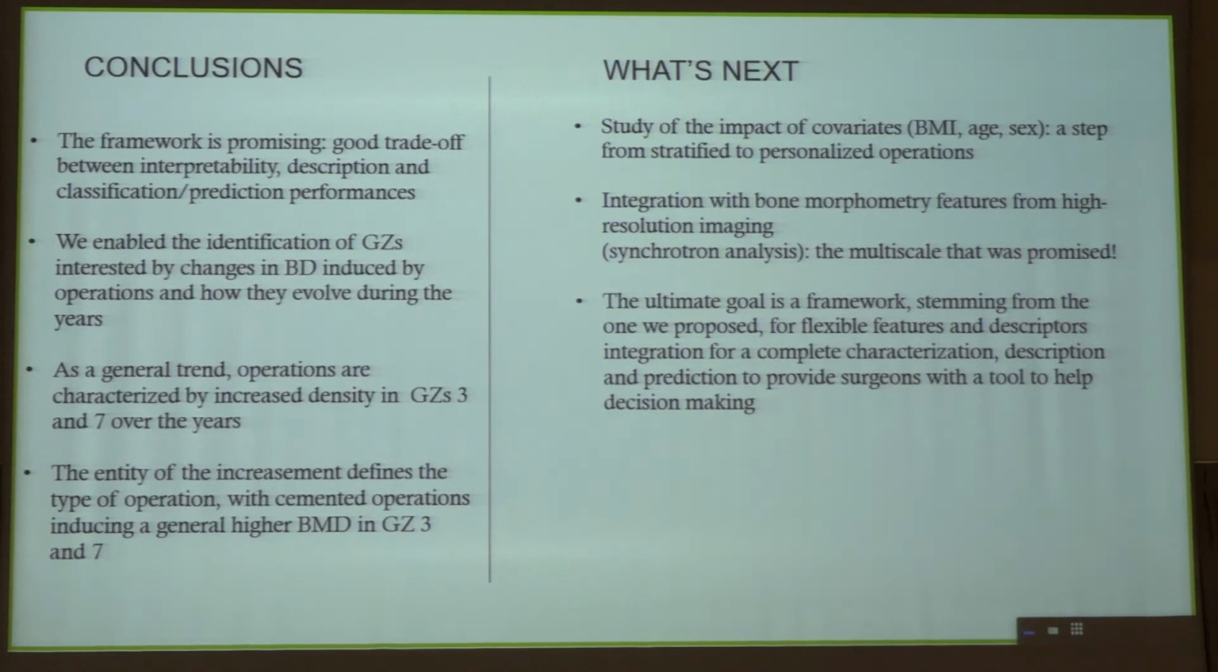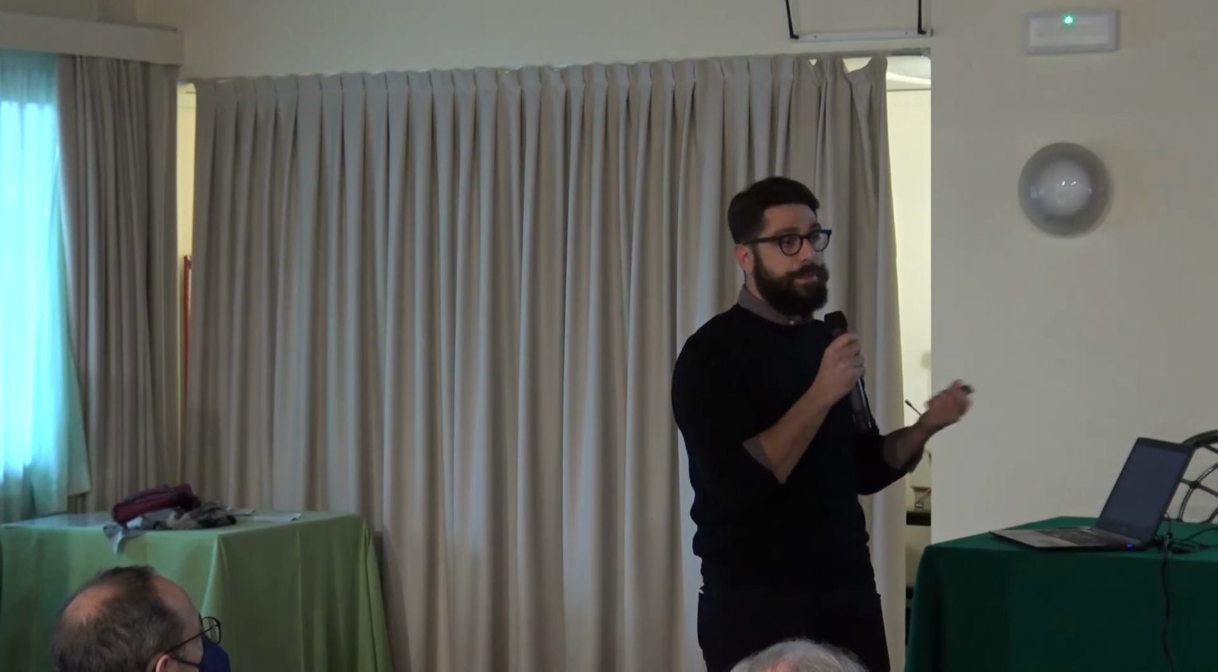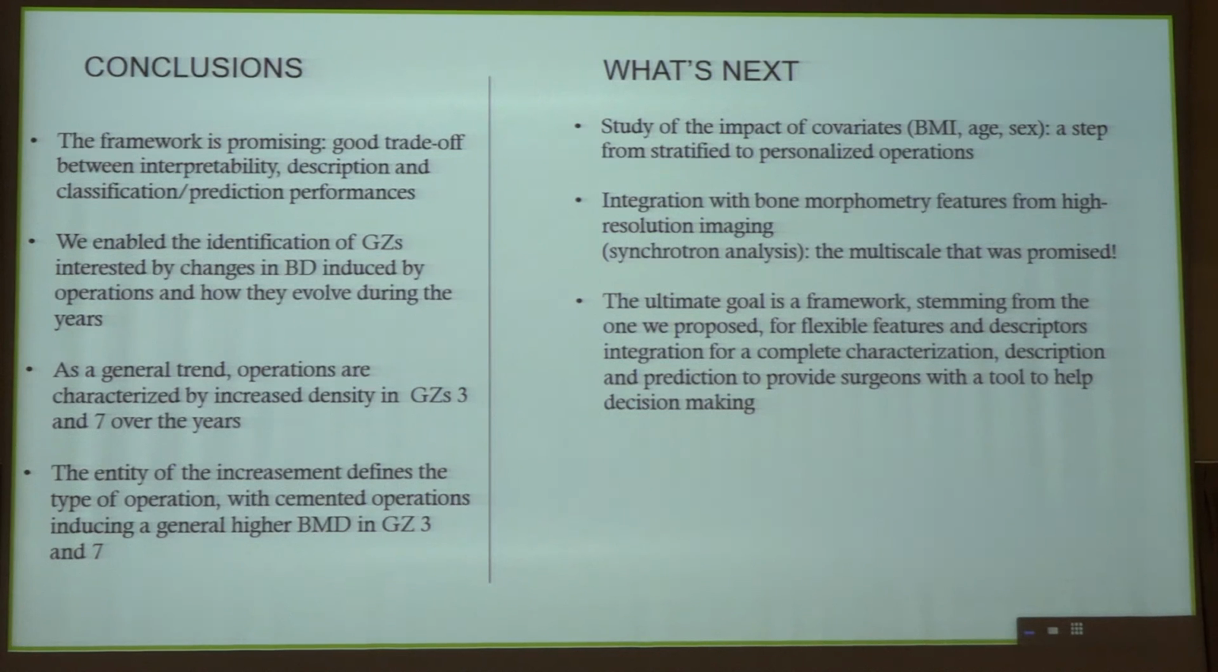The general conclusion is that, given this general trend and these features that we got as important, the framework is promising, and all the tools needed for the complete description are already there. We identified and reduced the dimensionality of the problem, as far as general trends are concerned, to 2 features. We can see that the type of operation is related to the entity of the shift in Gruen zones 3 and 7.